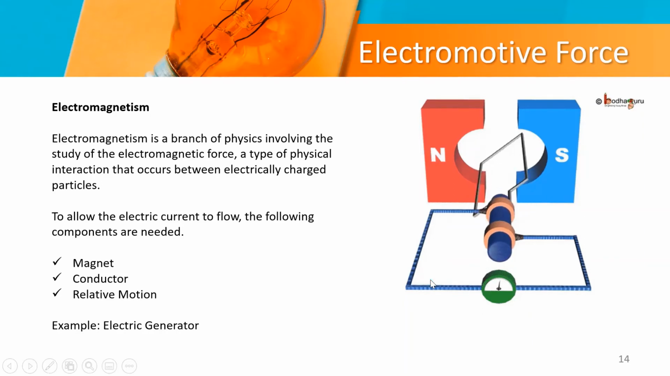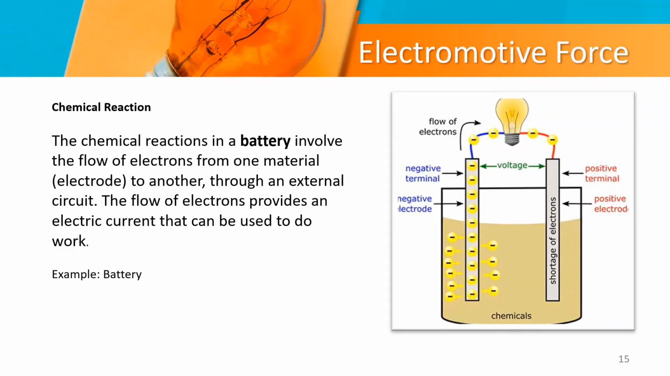Okay, let's move forward. By the way, the primary example of electromagnetism is the electric generator that we can find in the power plant. The second example of electromotive force, as discussed above, is the chemical reaction. This actually happens in the battery.